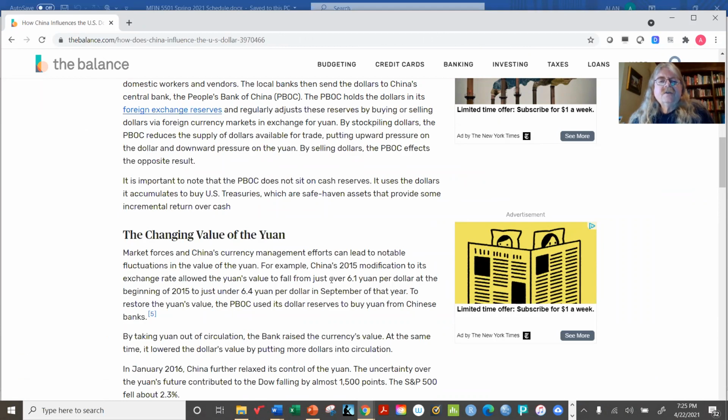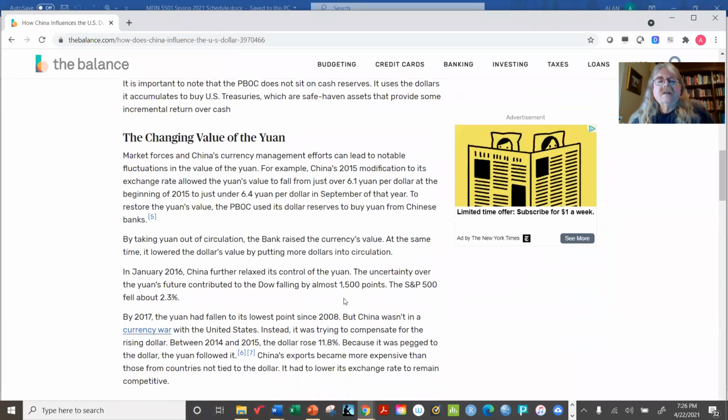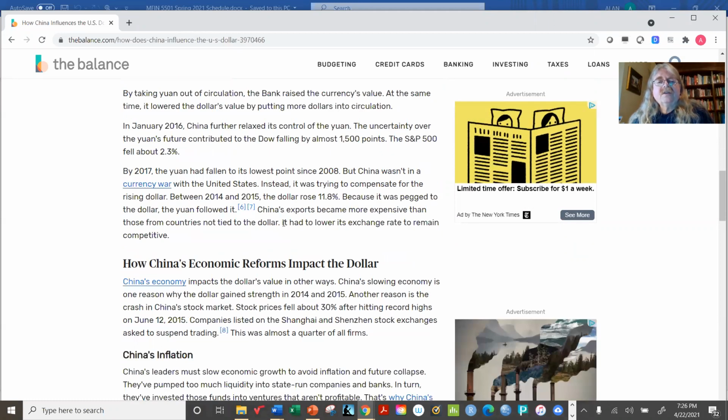For example, China's 2015 modification to its exchange rate allowed the yen's value to fall from just over 6.1 yen per dollar at the beginning of 2015 to just under 6.4 in September of that year. And so that's quite a bit down from 8.28. The idea was that, under pressure from their trading partners, they slowly strengthened it so that they wouldn't have such an unfortunate, or I should say unfair, edge in their dealings with the rest of the world.